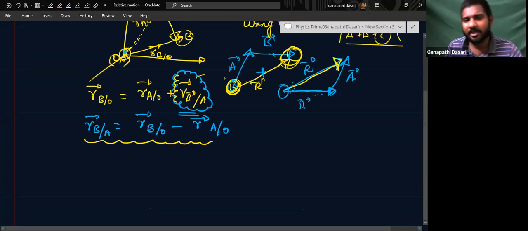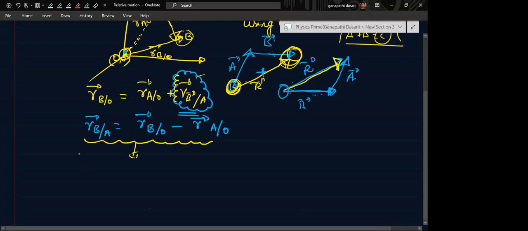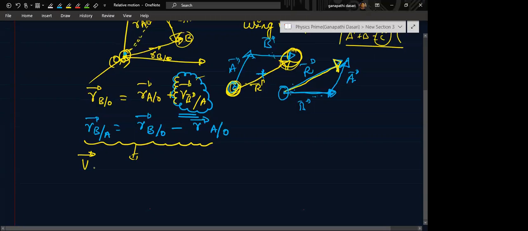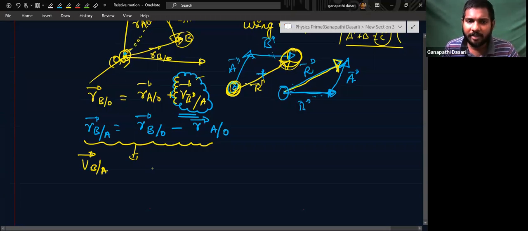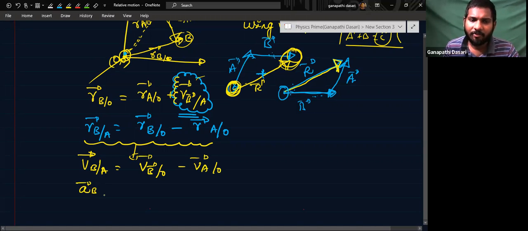I made this a subject. Are you on your toes? Then I am differentiating. If I differentiate, what will I get? Velocity vector of B with respect to A is equal to velocity vector of B with respect to origin minus velocity vector of A with respect to origin. In a similar way, if we differentiate, acceleration vector of B with respect to A is equal to acceleration of B with respect to origin minus acceleration of A with respect to origin.